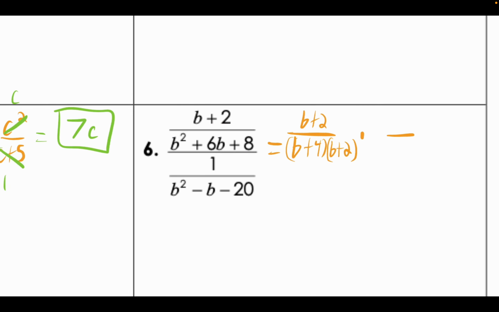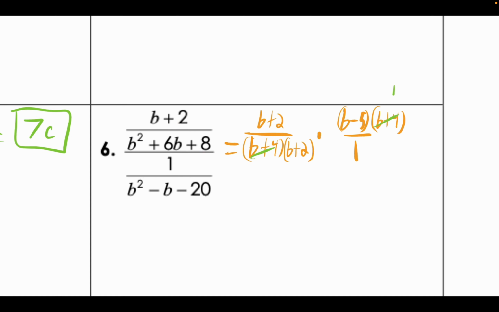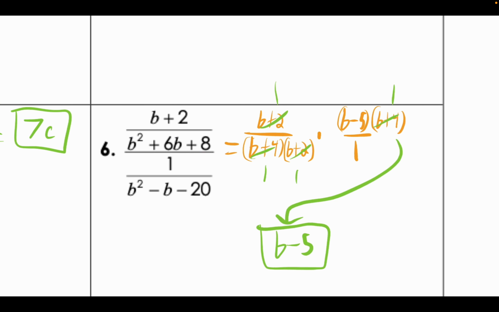And then on the other one, 1 is now on the bottom, and b squared minus b minus 20 factors into b minus 5 and b plus 4. So now as we look to reduce, b plus 4 and b plus 4 reduce diagonally, b plus 2 and b plus 2 reduce vertically. And that's all that reduces. So you just are left with b minus 5 over 1, or just b minus 5.